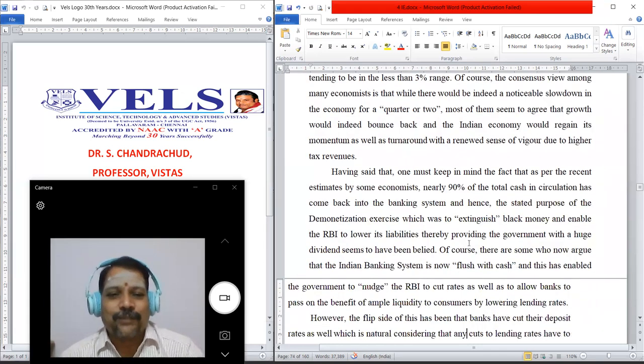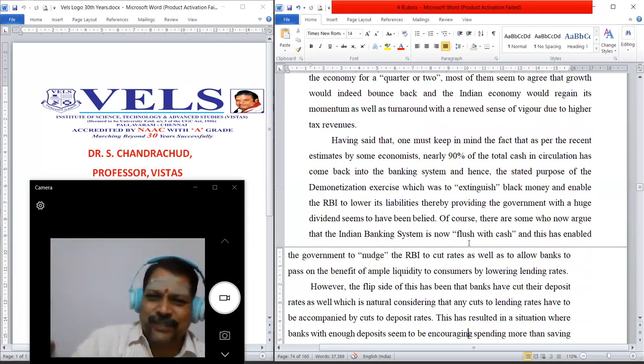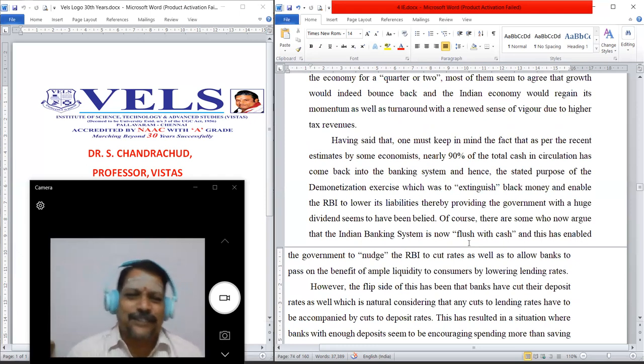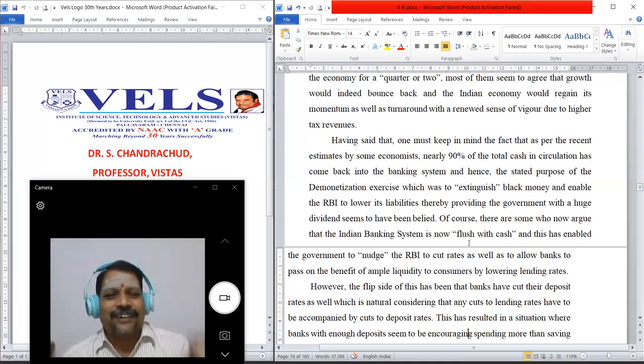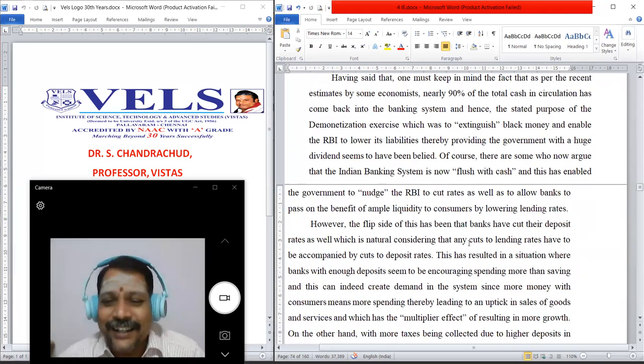Having said that, one must keep in mind that as per the recent estimates of some economists, nearly 90% of the total cash in circulation will come back to the banking system. It is so fortunate for India to implement such a beautiful system called demonetization, cancelling the 500 rupee note and the 1000 rupee note. This particular thing has strengthened the economy a little bit. Why? Because 90% of the cash is received by the banking system, and economically we are strong now. Of course, the common man suffered a lot, but somehow we have managed. Now we are in a strong position.